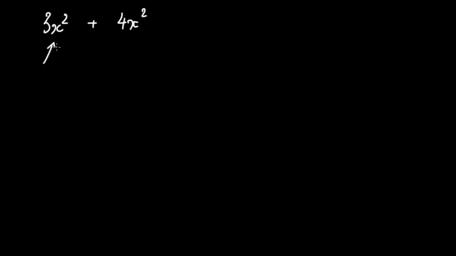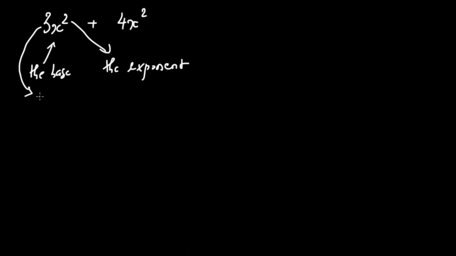Now we see x here is the base, and 2 here is the exponent, and 3 here is the coefficient, right? Similarly, x here is the base, and 2 here is the exponent, and 4 is the coefficient. Whenever you add two exponents together with the same base and the same exponent, we add the coefficients first, then we write down the exponent after that.